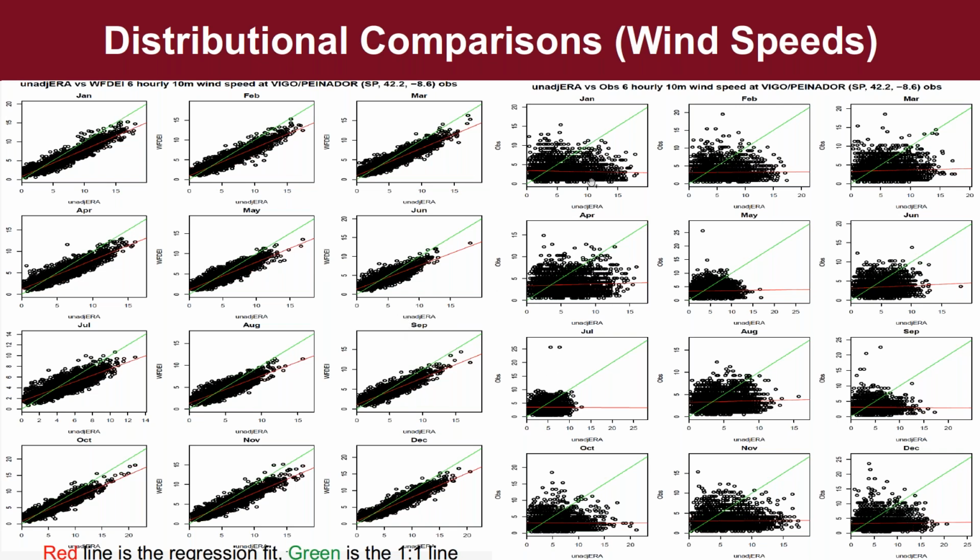On the right, also for Vigo, we have the unadjusted ERA interim data again against the station data. And you can see here that in some parts of the year there's very little correlation between ERA interim and the observations at Vigo. So the regression fit is firstly a straight line. It's not much, there's hardly any correlation. And on the one-to-one line, you can see there's a lot more dots below the one-to-one line than above in most months, so the station has much smaller wind speeds than ERA interim.